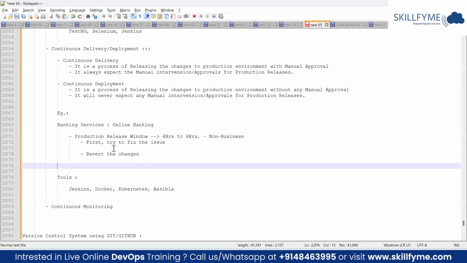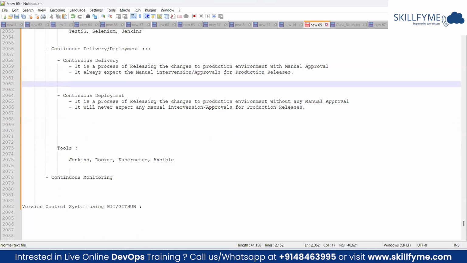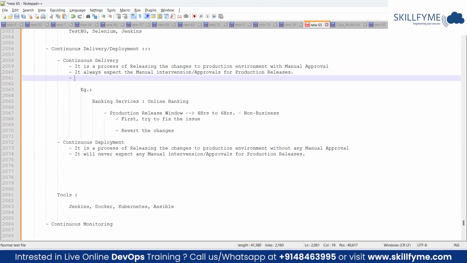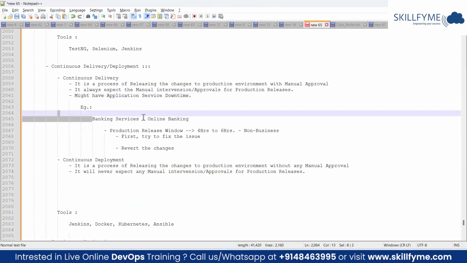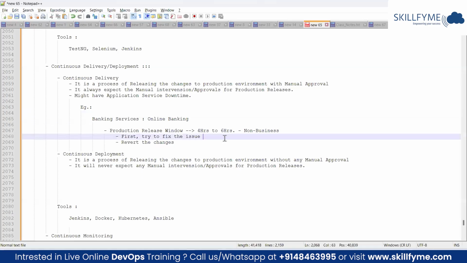And this is an example of continuous delivery. In continuous delivery, there are a lot of chances of downtime. This is how we decide, because banking is a very core application. They are all very legacy core applications, which can be running on on-premise servers or a hybrid cloud platform. In such situations, we cannot achieve any automated deployments to production.